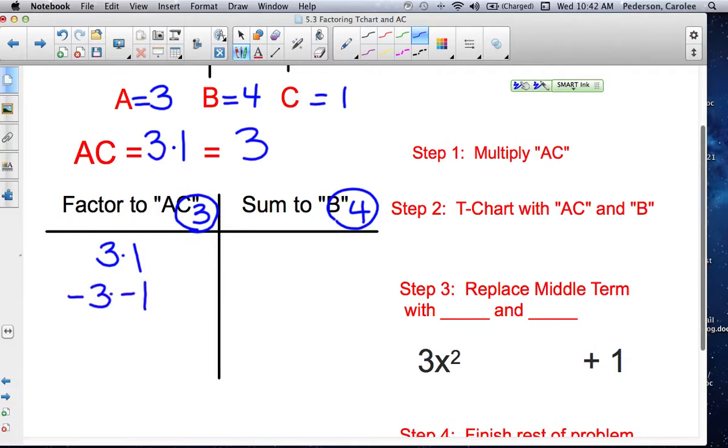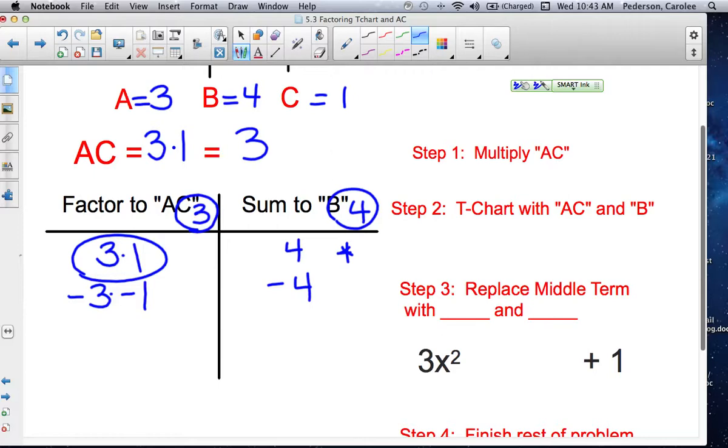Now let's add those together. 3 plus 1 is 4. Negative 3 plus negative 1 is negative 4. Which one are we going to choose, the top one or the bottom one? We're going to choose the top one, the one that sums to 4. So the numbers we're going to work with are 3 and 1.